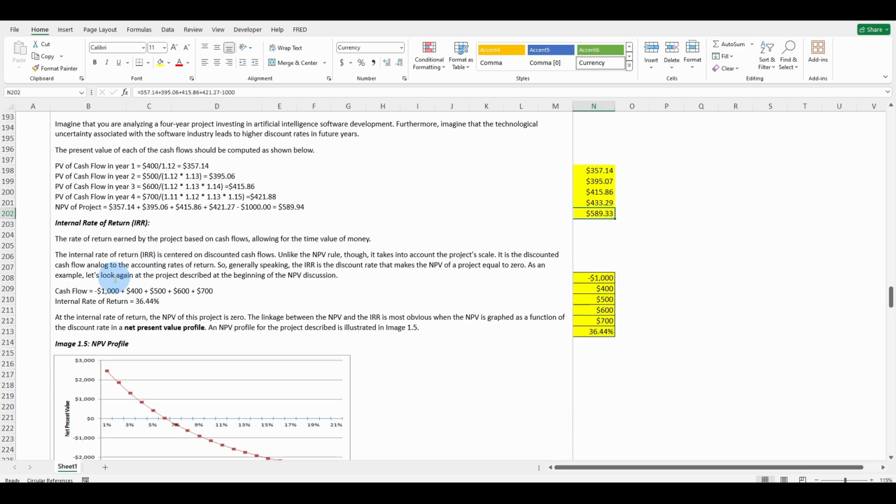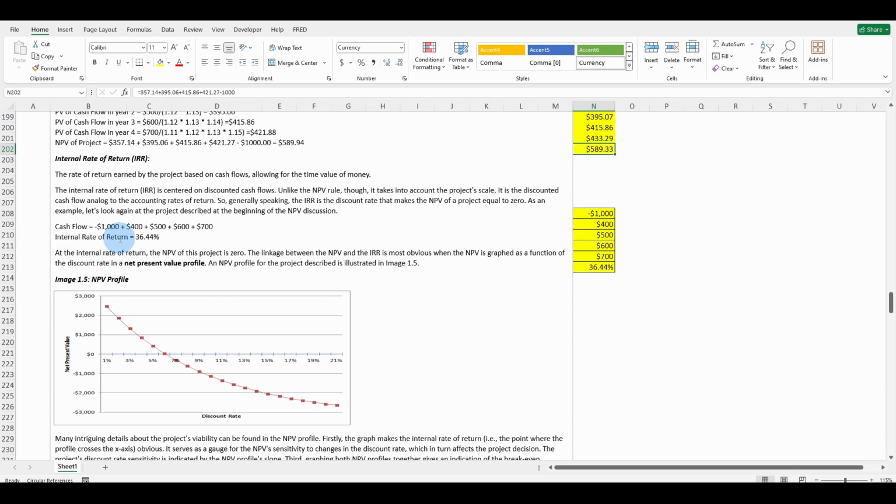Internal rate of return: the rate of return earned by the project based on cash flows, allowing for the time value of money. Internal rate of return is centered on discounted cash flows.